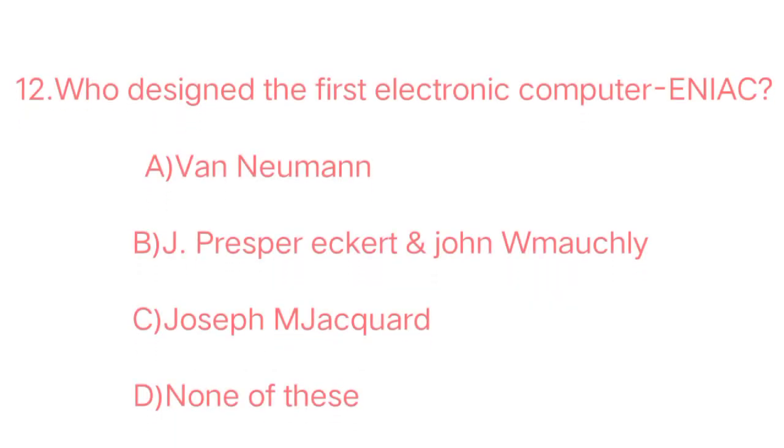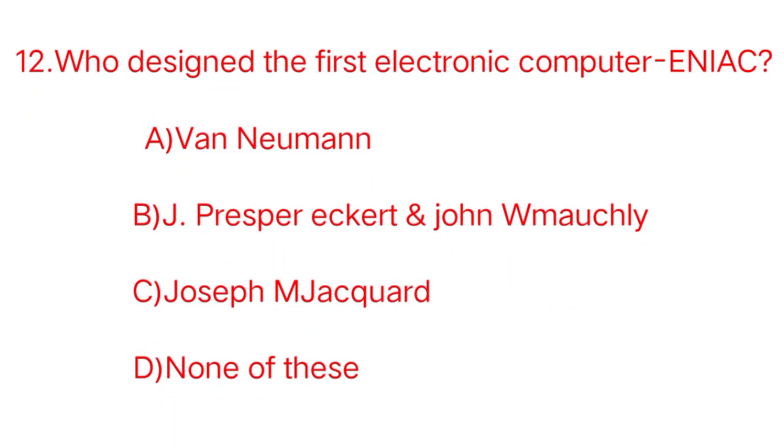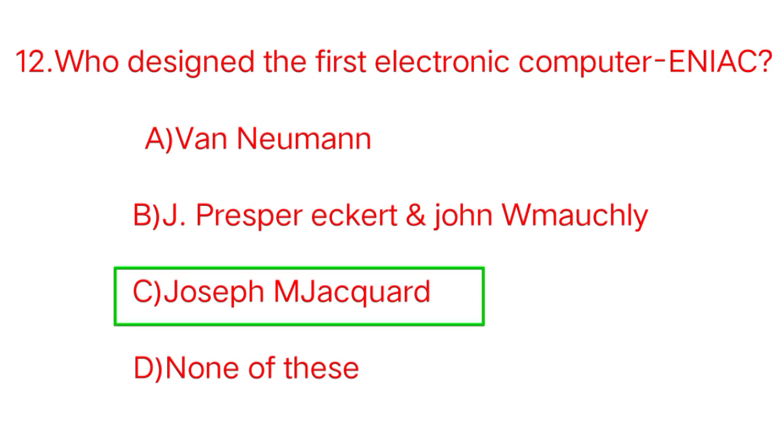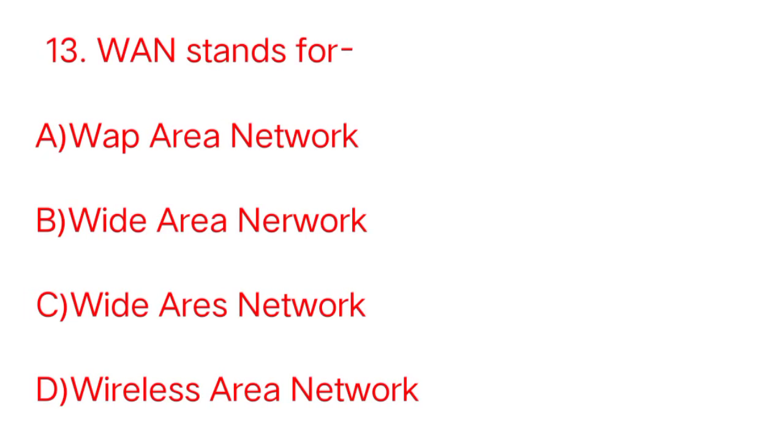Microsoft Office. 12. Who designed the first electronic computer ENIAC? A. Van Neumann, B. J. Prosper Eckert and John Womersley, C. Joseph M. Jacquard, D. None of these. Answer is C. Joseph M. Jacquard.